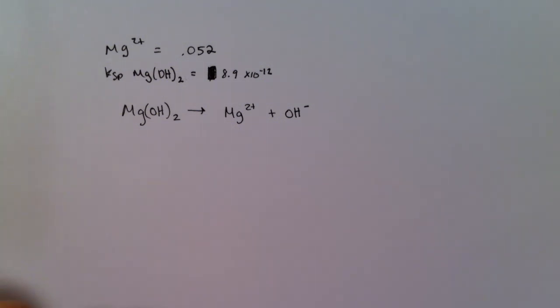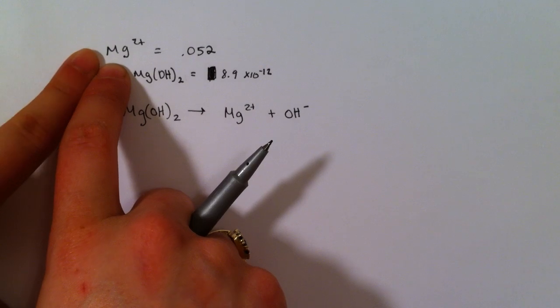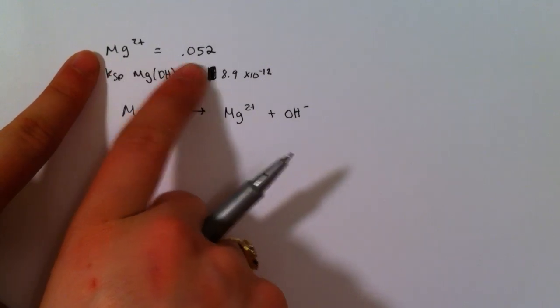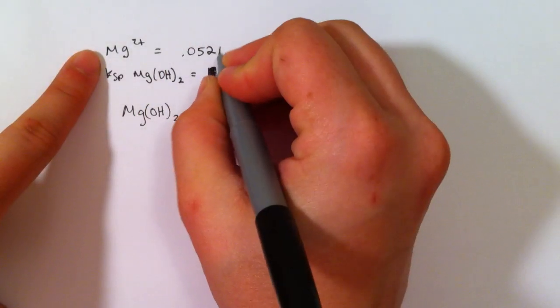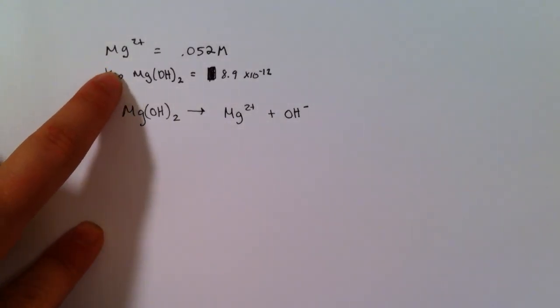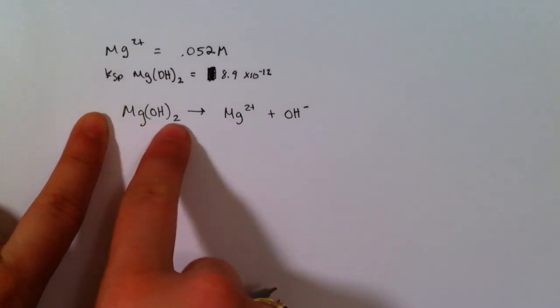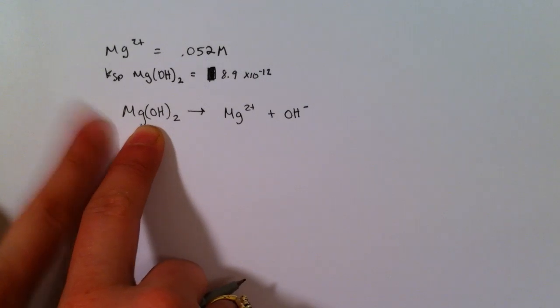Okay, this problem is kind of a modification of problem number 94, and what I'm trying to solve for here is the molar solubility of magnesium hydroxide when it's dissolved in 0.052 molar Mg2+. Now, this problem is very similar to your homework problem number 91 because you're given a common ion and the KSP, and you're trying to find out how much more of this salt will dissolve.